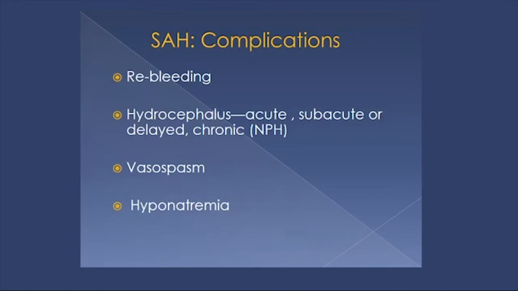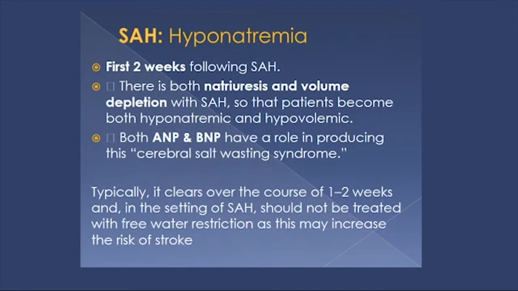The complications that occur, as Dr. Mativo mentioned: rebleeding is an important factor because it occurs in quite a significant percentage of patients. Hydrocephalus, both acute and delayed, vasospasm and hyponatremia; I'll mention them subsequently, starting with hyponatremia. I put this slide just to show you the mechanism of how they get this cerebral salt wasting kind of syndrome. It's basically because of accumulation of both atrial natriuretic peptide and brain natriuretic peptide.